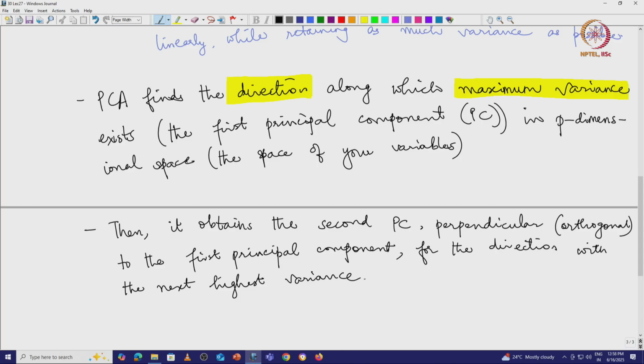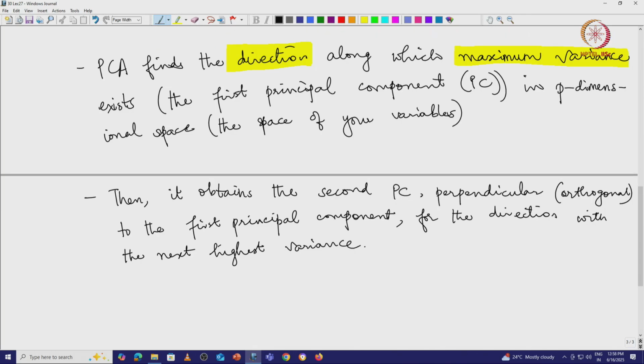Okay. So, it obtains the second principal component perpendicular to the first principal component using the direction with the next highest variance, right, and this procedure keeps going on and on till you have found all the principal components, right. So, in practice you get everything at once, but in principle, the next principal components can be determined. So, subsequently the third, fourth, right, and so on principal components can be determined.